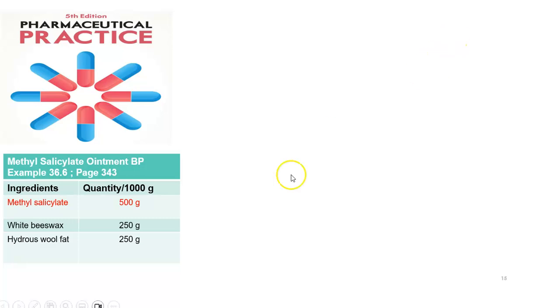So this formulation is by weight. It adds up to 1,000. But if you look at it carefully, the methyl salicylate is 500 grams, which is 50%, half of the formulation. The white soft paraffin is 250 grams, and 250 grams, that's a quarter of the formulation, right?